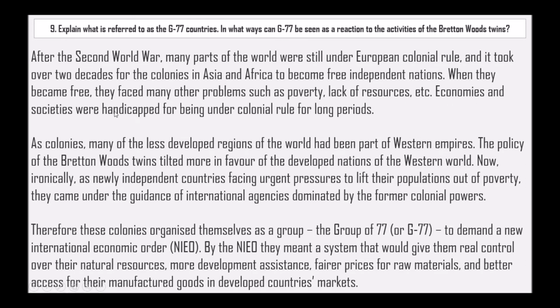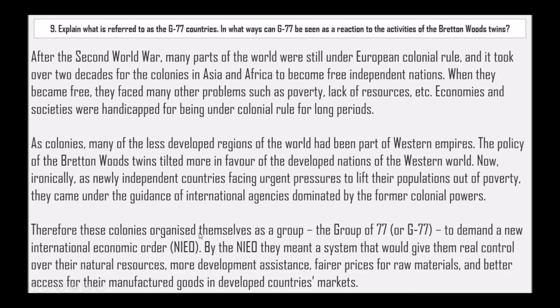Economies and societies were handicapped for being under colonial rule for long periods. As colonies, many of the less developed regions of the world had been part of the Western empires. The policies of the Bretton Woods twins tilted more in favor of the developed nations of the Western world. Now, ironically, newly independent countries faced urgent pressures to lift their populations out of poverty. They came under the guidance of international agencies dominated by the former colonial powers.